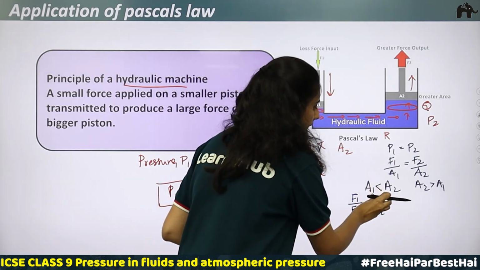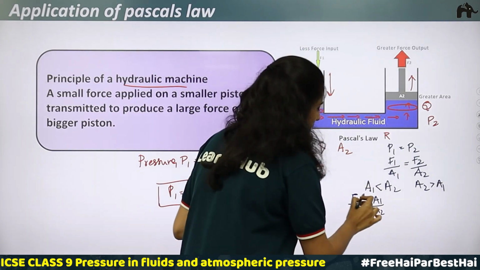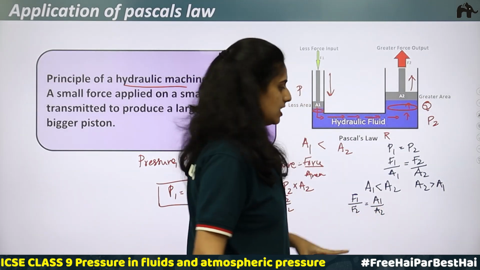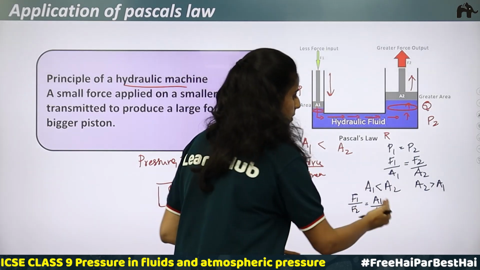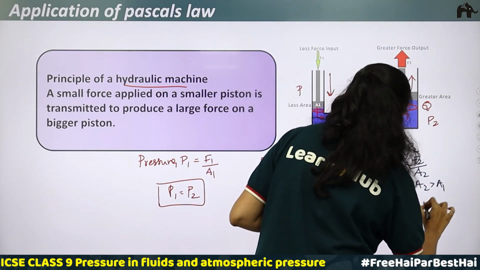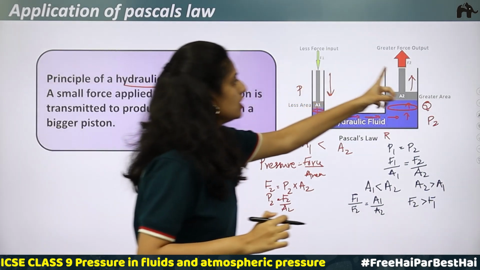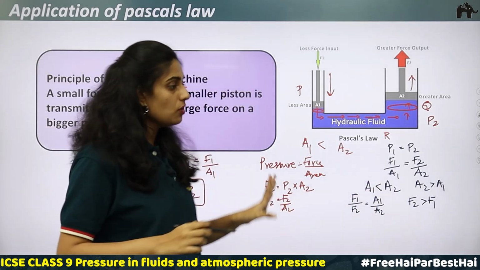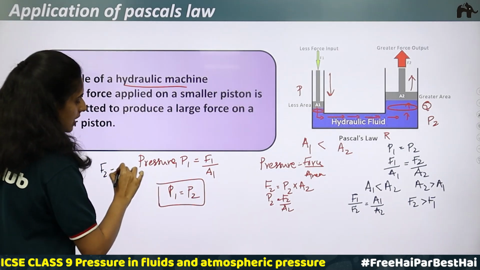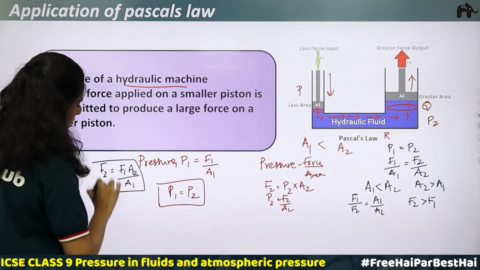Now when area increases, what happens to force? Force should also increase because here comparing A1 and A2, we know that A2 is greater, which means here also in the denominator, when you take the ratio, F2 should be greater. Only then they can be equal. Therefore, the force F2 will be greater than force F1. Now we can find it. We don't know what the force F2 is. How to find F2 now? We are having F1 by F2 is equal to A1 by A2. Then F2 will be equal to F1 A2 divided by A1. This is how you can find the force F2.